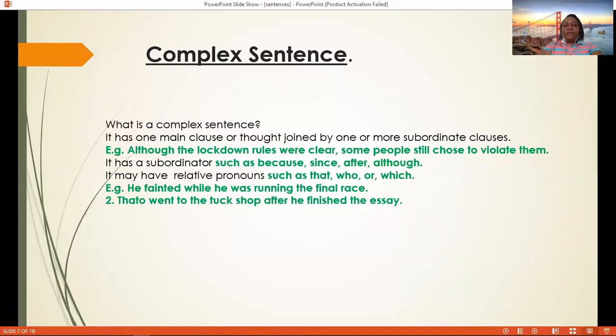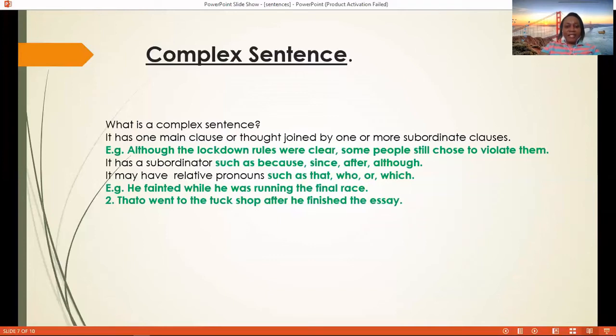Although, which simply means even if the lockdown rules were clear, some people still chose to violate them. A complex sentence may also have relative pronouns, such as that, who, or which. Those can be part of a complex sentence. Right, let's look at an example.